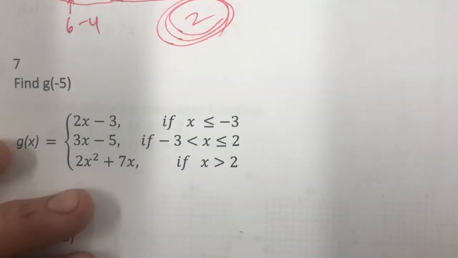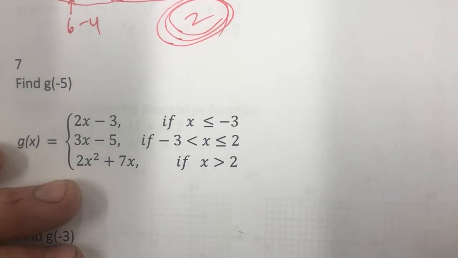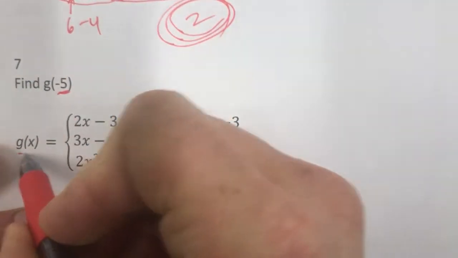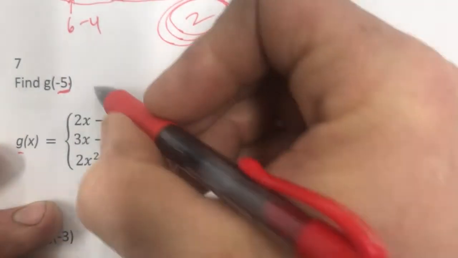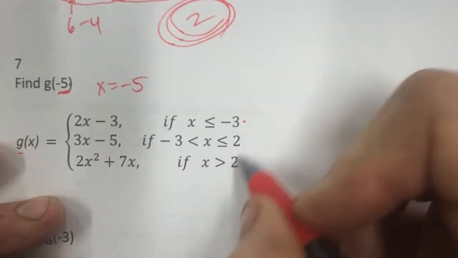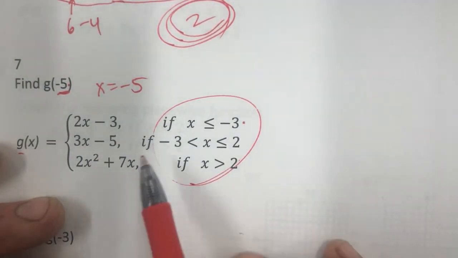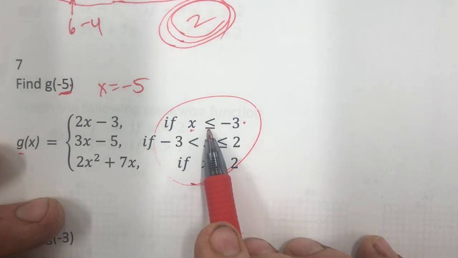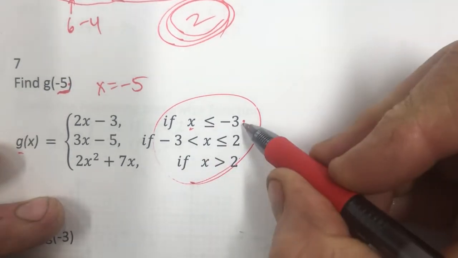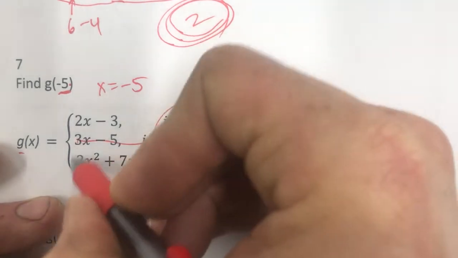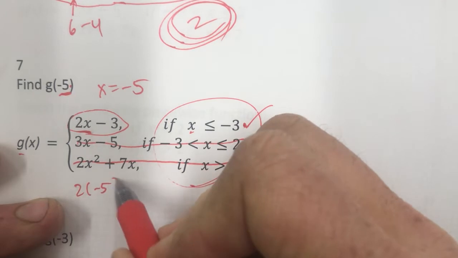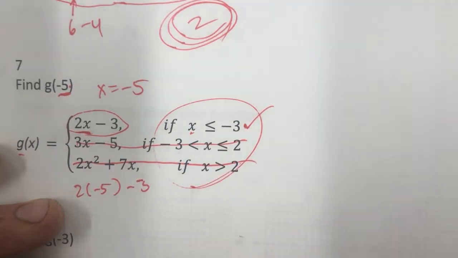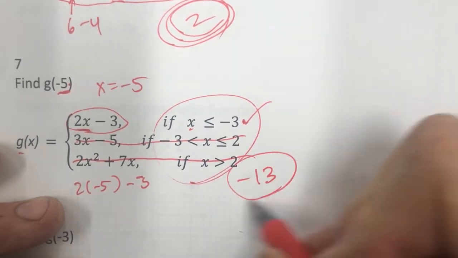All right, now here's one that has 3 pieces. Okay, find g of -5. So g of x is this with 3 pieces here. -5, we look here, x is -5. Which piece do we belong in? Now look here. Is -5 less than or equal to -3? Yes, it is. That's the piece we belong in. So these other two don't count. So we're going to put it in right there. So I'm going to do 2 times -5 minus 3. So 2 times -5 is -10, minus 3 is -13, and there's my function value.